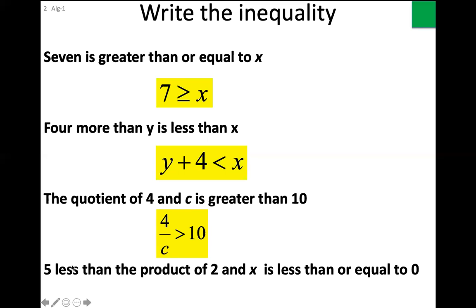And the last one, 5 less, well, that's not 5 minus. 5 less would be minus 5. Then the product of 2 and x, product means multiplying 2 and x. So 2x minus 5, that would be 5 less than the product of 2 and x, is less than or equal to 0. So one more time, 5 less is not 5 minus, it's minus 5. You're subtracting 5. That's how you take 5 less. So 5 less than the product of 2 and x is less than or equal to 0.